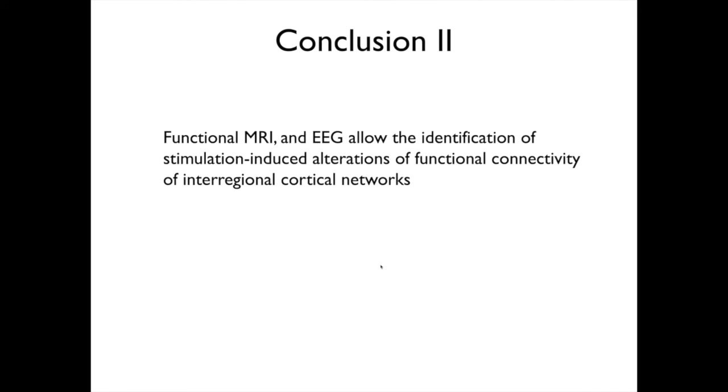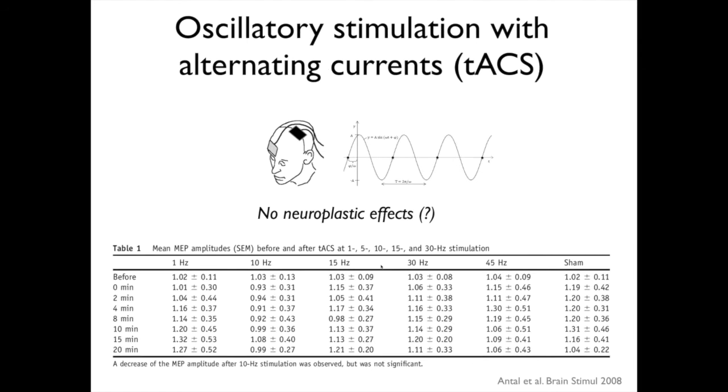So functional MRI and EEG allow identification of stimulation-induced alterations of functional connectivity of interregional cortical networks. That's so far the basics of tDCS in a nutshell. I want to make a few statements about oscillatory stimulation with alternating currents. Stimulation intensity is similar to tDCS, so relatively low-level stimulation. The difference here is that we have sinusoidal stimulation.